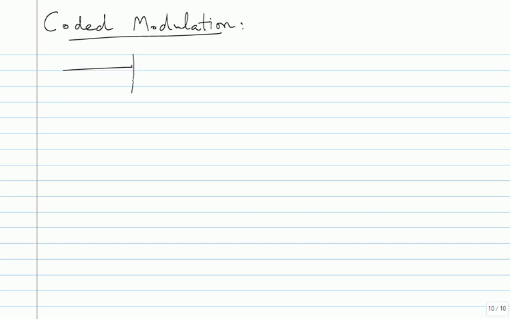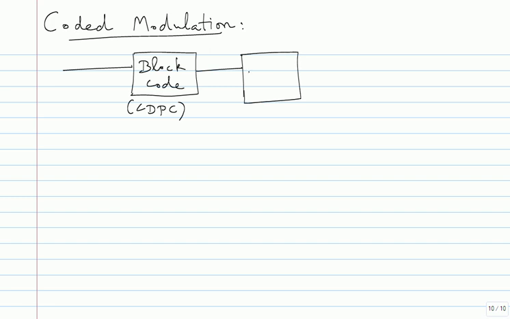You might do some block code here. Imagine an LDPC code, because you want to do soft decoding. And then you have what I will call a mapper. What does the mapper do? In BPSK, we had a mapper. What does the BPSK mapper do? Take 0 to plus 1, 1 to minus 1. For 16QAM, obviously, the mapper is more complex. It will take 4 bits to a 16QAM symbol, which will actually be a complex number.